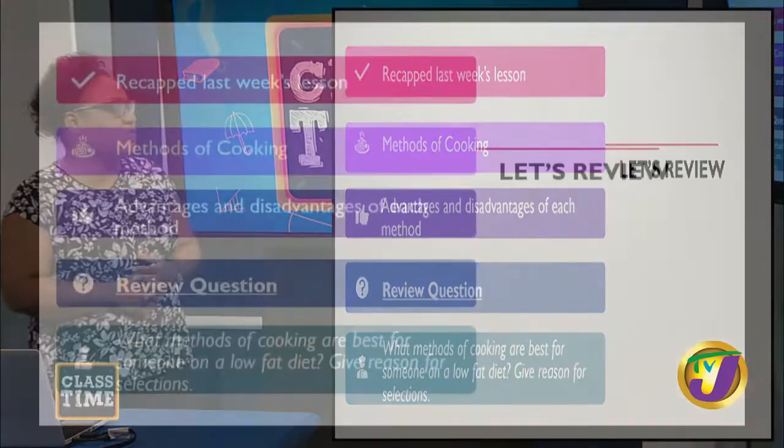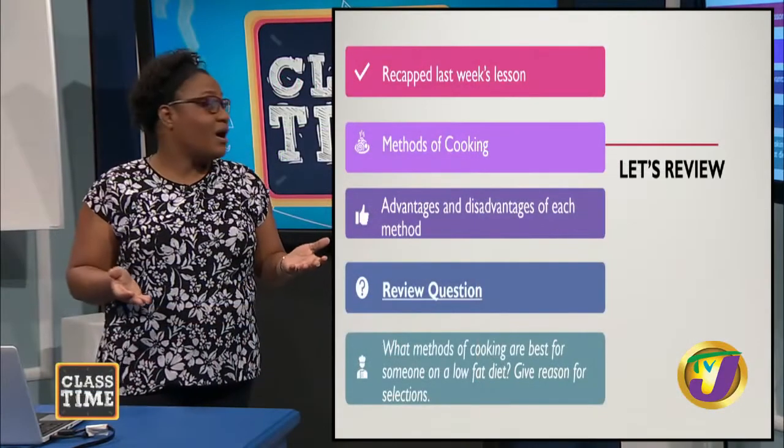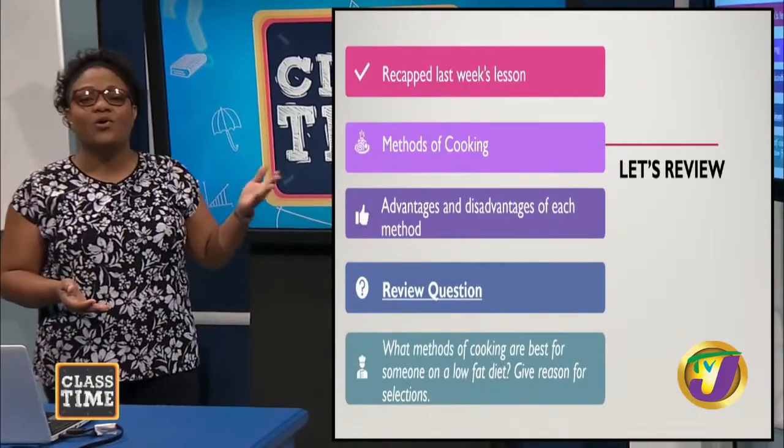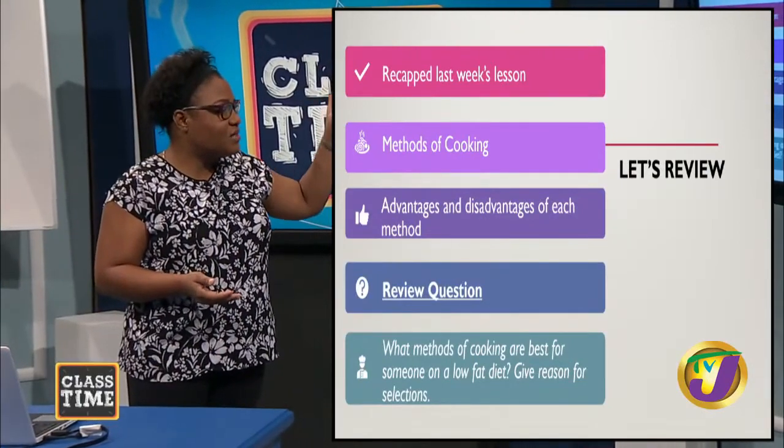What methods of cooking are best for a person on a low-fat diet? I know I said this right throughout the presentation. Methods of cooking that use little to no fat are a very good alternative to frying. So, such methods, we started with steaming. Then we mentioned boiling. We also mentioned grilling, poaching. Well, come to think of it, all the methods that we did this morning are good alternatives for a person on a low-fat diet. So you have listed all of those methods now.